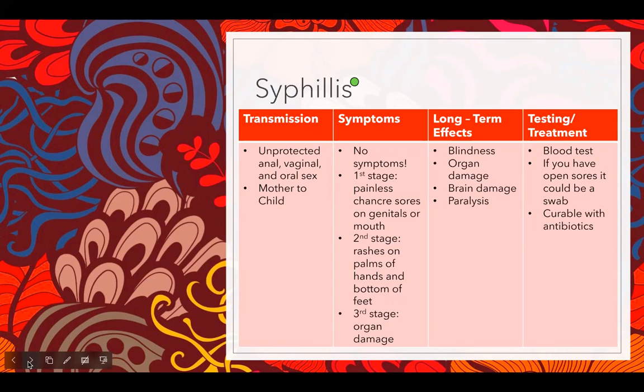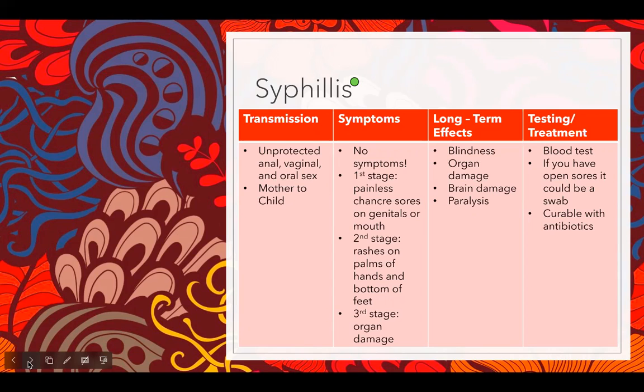The second stage of syphilis, if left untreated, is you will start to get rashes on the palms of your hands and the bottom of your feet. Okay? And then the third stage, if left untreated after the first and second stage, it can lead to organ damage. Okay? So that can be damage to your liver usually, also brain damage. So the long-term effects, if you let syphilis go all the way to its third stage, it can lead to blindness, organ damage, brain damage, and paralysis.